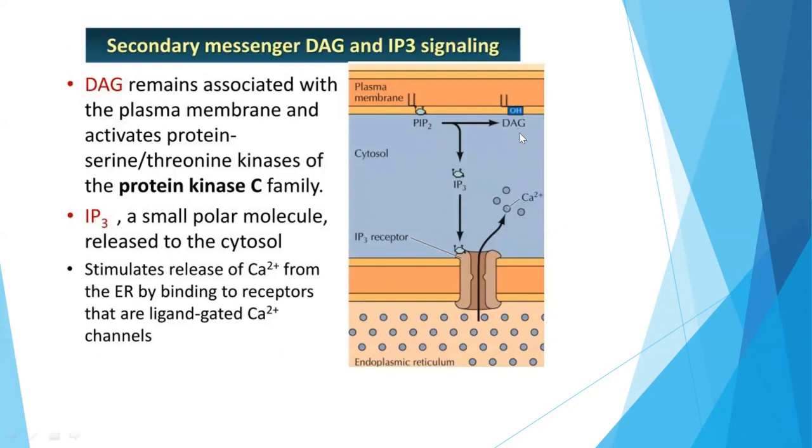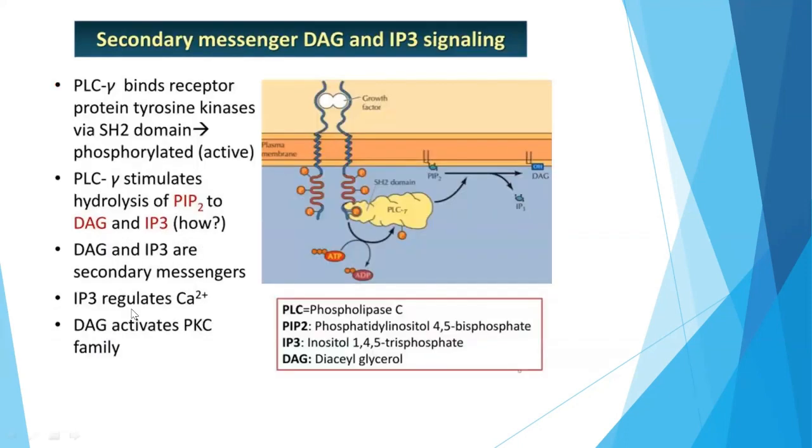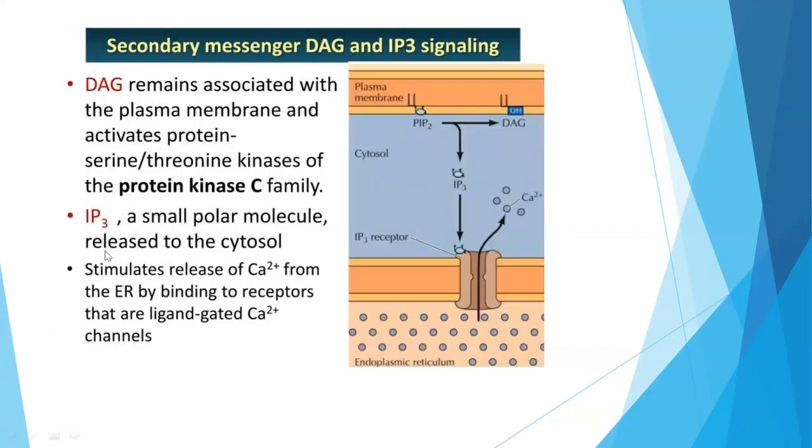It remains associated with the plasma membrane and activates the protein serine or threonine kinases of the protein kinase C family. Remember the protein kinase that we talked about. And then the inositol triphosphate, which is a small polar molecule, is released into the cytosol. And now we know that the inositol triphosphate regulates the calcium. So it stimulates the release of calcium from the endoplasmic reticulum by binding to receptors that are ligand-gated calcium channels.